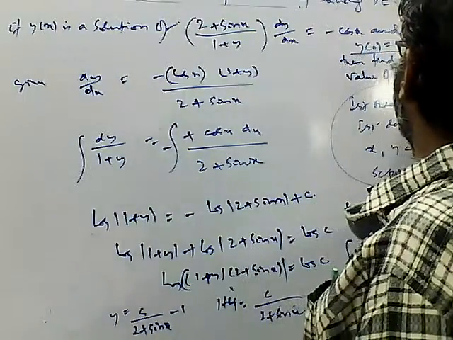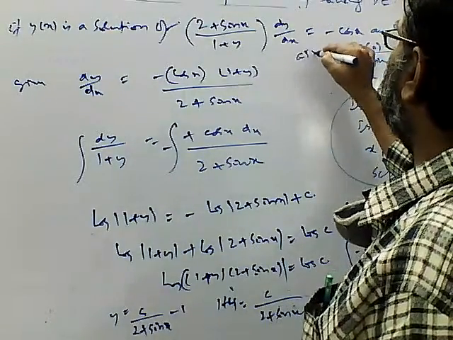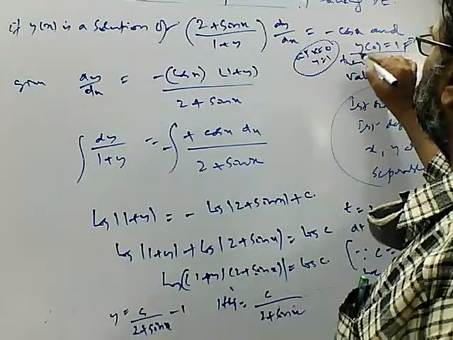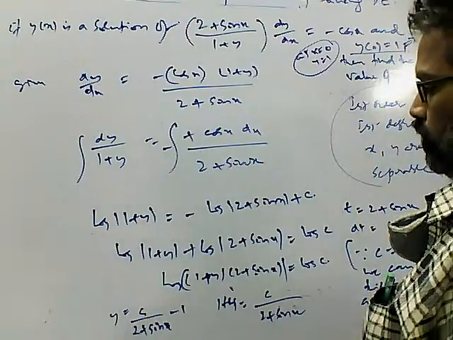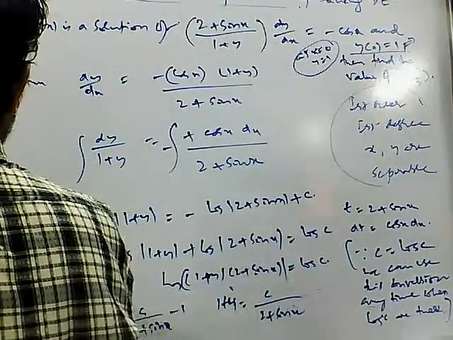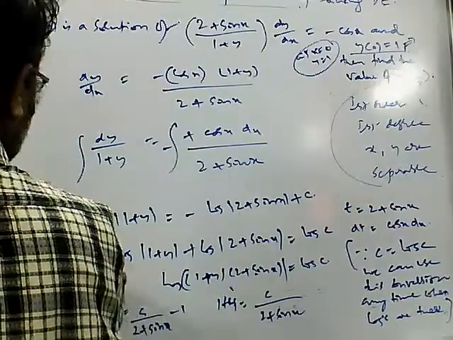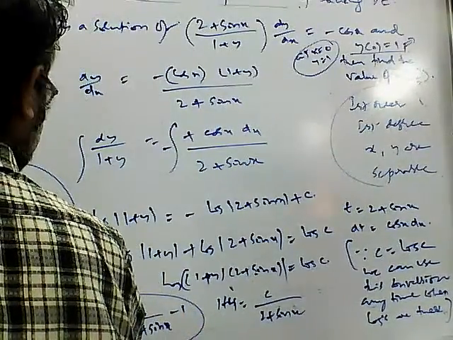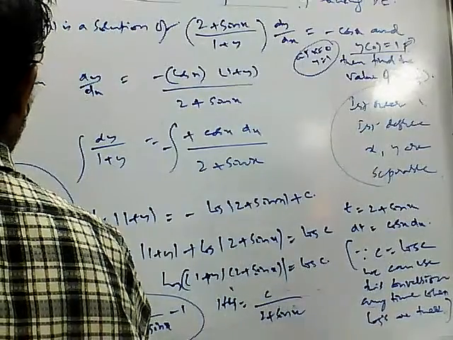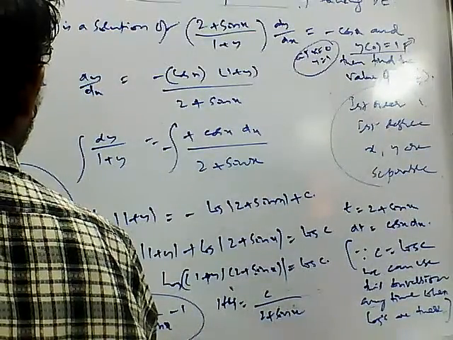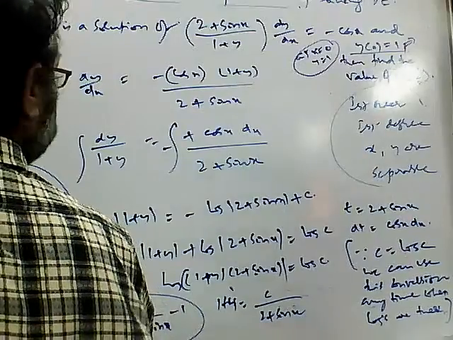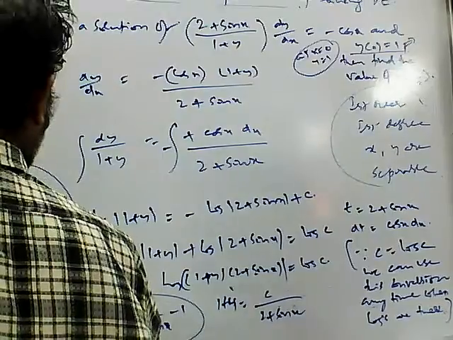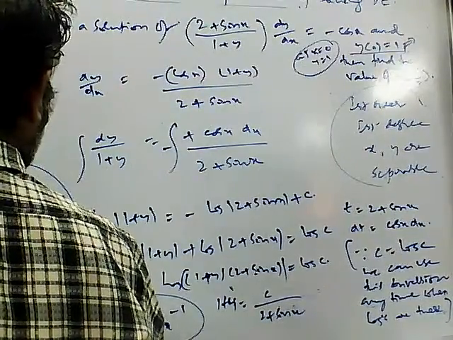Now y of 0 is 1 means, implies what you can write? That x is equal to 0, y is equal to 1. It is understood. Y of 0 means y of x only. So at x is equal to 0, y is equal to 1. Therefore, 1 is equal to c by 2 plus 0 minus 1. So c is equal to 2 plus 1, which is equal to 3. Therefore, y is equal to 3 by 2 plus sin x minus 1 is the solution.